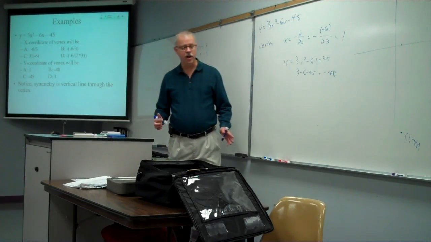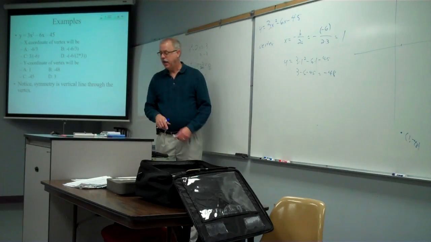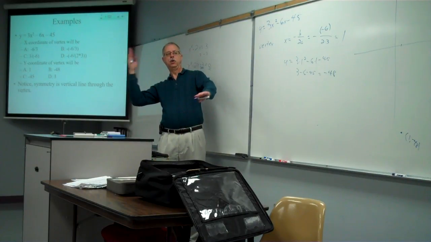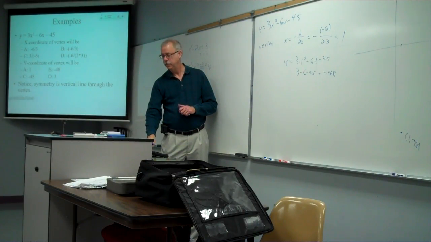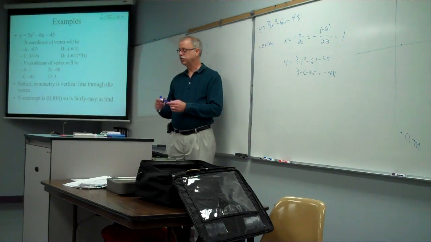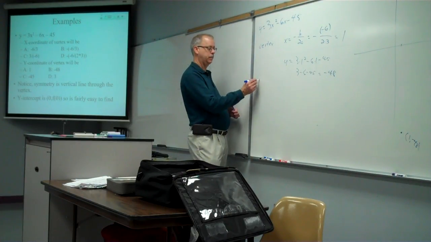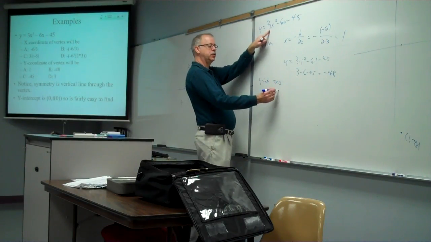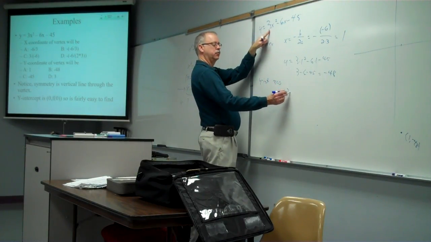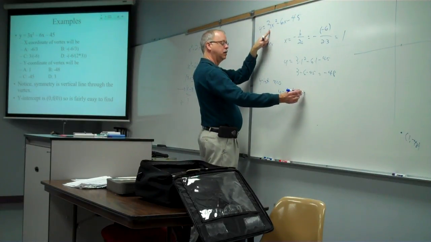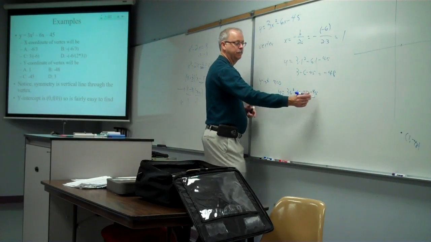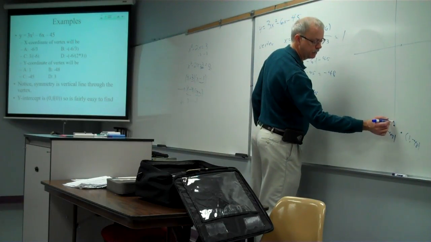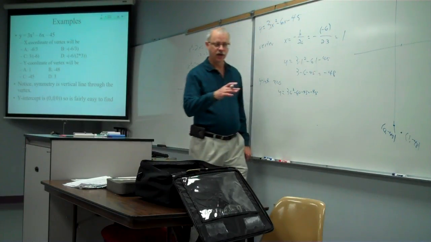And whatever this parabola looks like, it's going to be symmetric about the line x equals 1. So if we can figure out what half of it looks like, we would know what the other half looks like as well. The y-intercept is also fairly easy to find. The y-intercept is what happens when x is 0, and if we plug in x equals 0 here, then y is 3 times 0 squared minus 6 times 0 minus 45. So up just a little bit from the vertex.